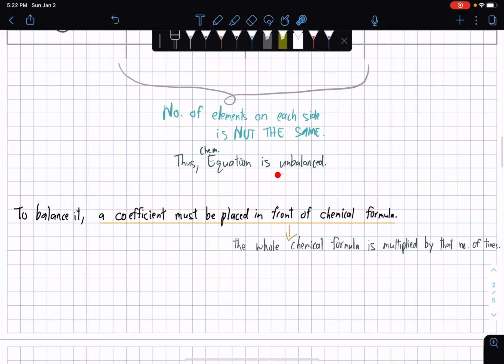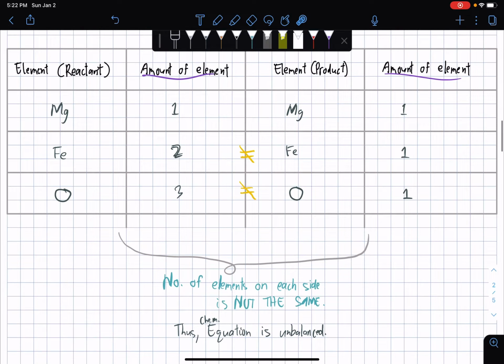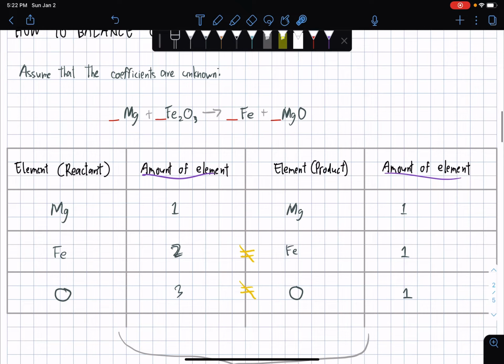yes, we acknowledge that the equation is unbalanced, and now to balance it, a coefficient must be placed in front of the chemical formula. As I said a few seconds ago, we need to place a coefficient so that the numbers would be equal to each other. So it's basic math, I suppose, because, for example, we have 2 here for iron and we have 1 for iron in the product side.